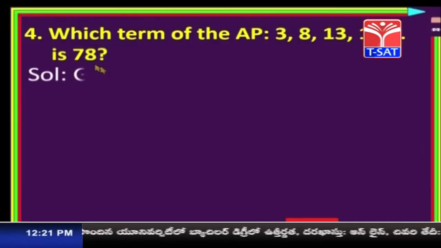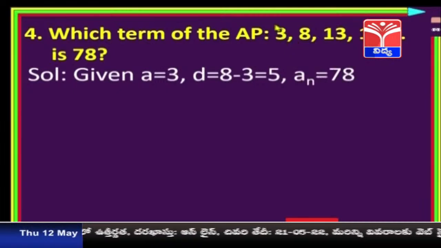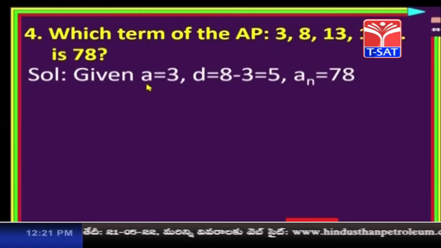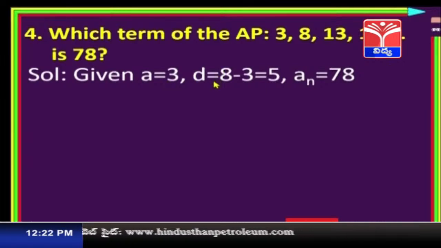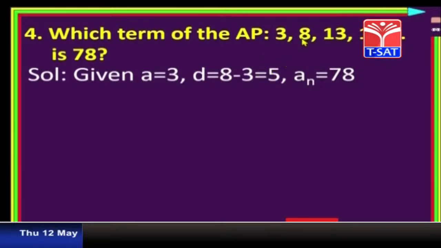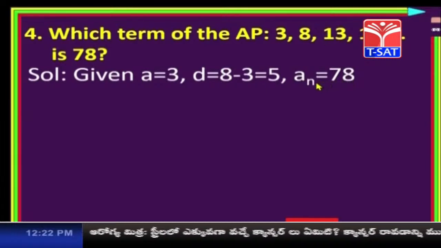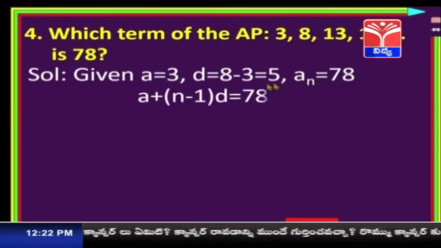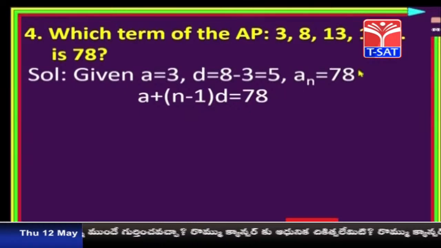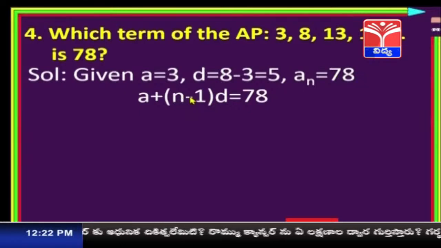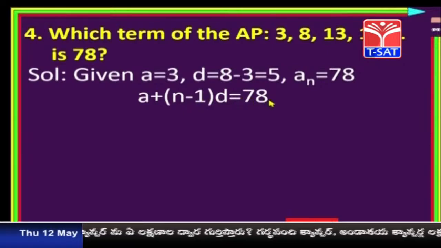Okay, right. So, in this given AP, what is a? This is the first term, right. First term is a. Okay, a is equal to 3, and what is the common difference? Second term minus first term, that is 8 minus 3 which is equal to 5, or 13 minus 8 also 5. So, that is called the common difference, and let us assume that a n is equal to 78. Now, we have to find which term is 78. As we know the formula, a n is a plus n minus 1 into d, a n is equal to 78, right.